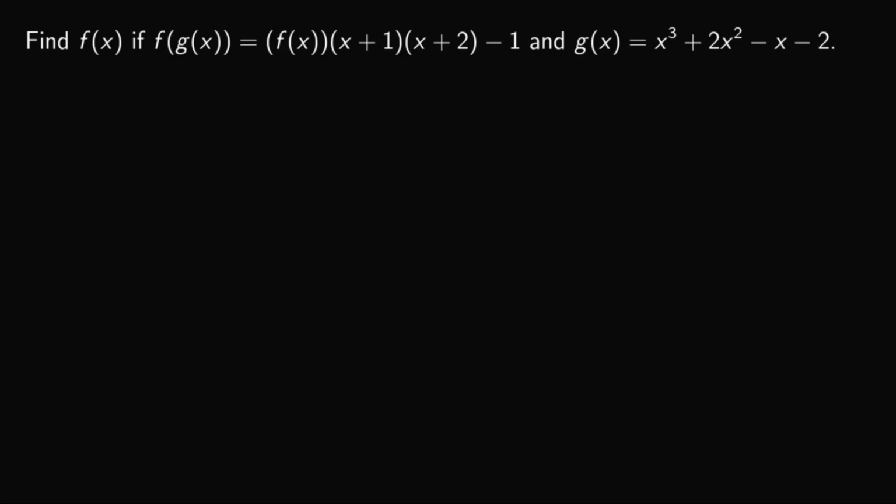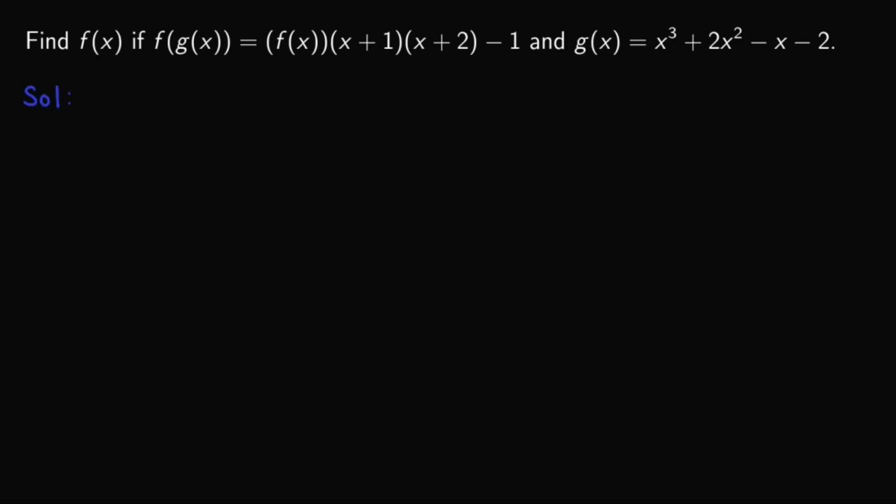Hi there. Find f of x if f of g of x is equal to f of x times x plus 1 times x plus 2 minus 1, and g of x is equal to x cubed plus 2x squared minus x minus 2. So before we solve this one, feel free to pause the video so that you may try this one first on your own. Okay, good. So let's start.